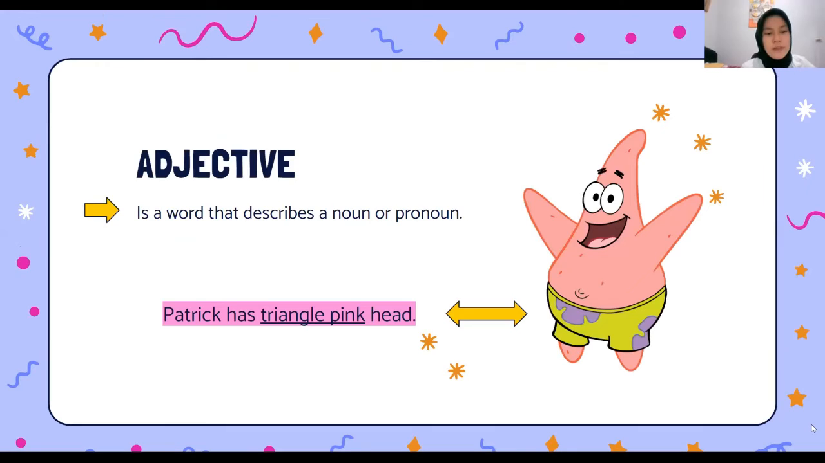Thank you, Sabrina. I will continue to explain adjective. An adjective, in general, as we know, is a word that describes a noun or pronoun. So this is an example of adjective: Patrick has a triangle pink hat. The underlined words, triangle pink, indicate adjectives. Next.